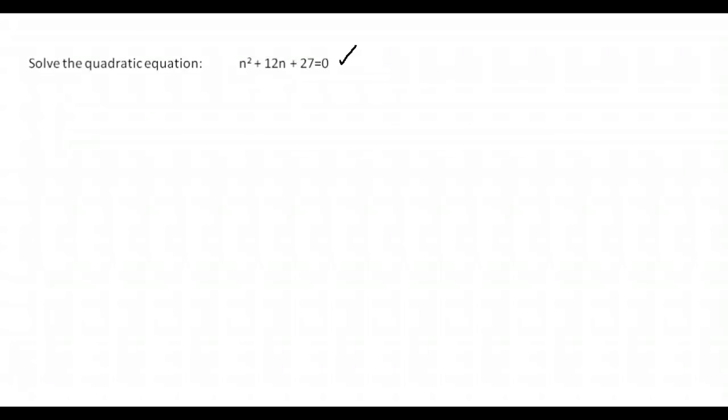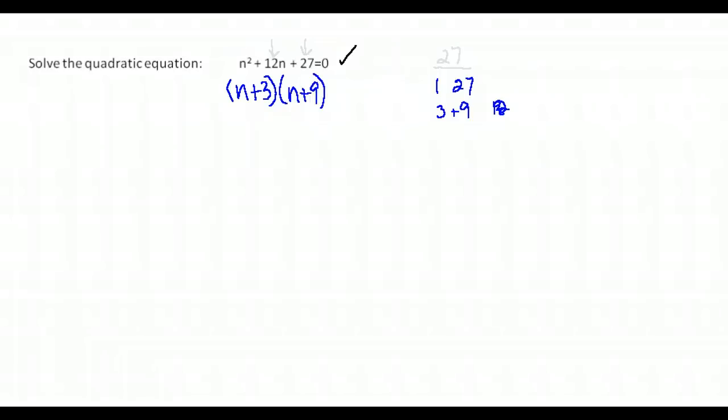So we make sure it's equal to 0, check. It's already set equal to 0. Then we look at that last term, 27. We want factors of 27 that add to equal the middle term, 12. And so you would just go through what are the factors of 27. Sometimes it takes a little longer to figure out what it might be. But notice 3 and 9. 3 plus 9 is 12, and 3 times 9 is 27. So there we have it. Write down our factors, our n plus 3 because it was a positive 3, n plus 9 because it was a positive 9 equals 0.